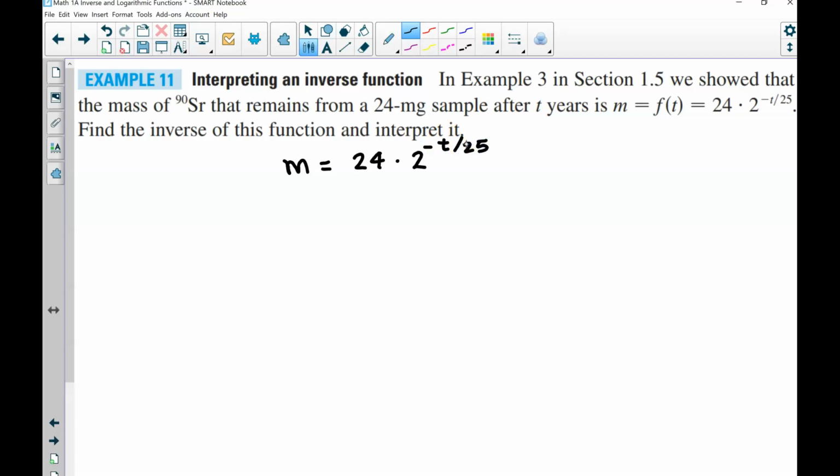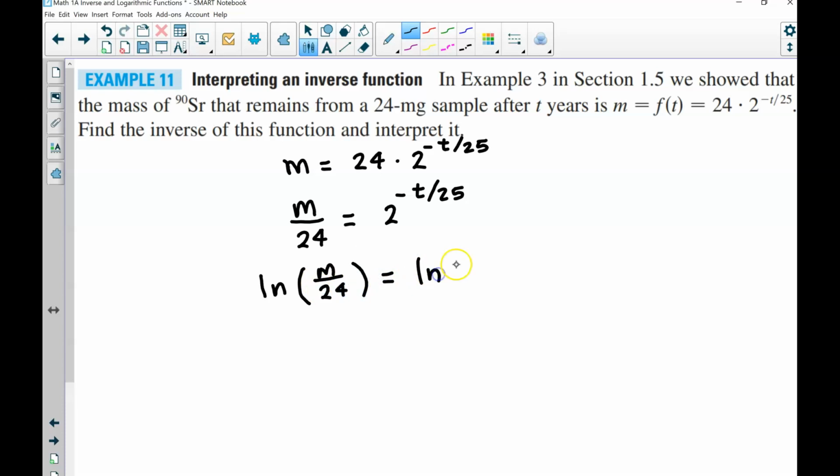We want to isolate the exponential, so we have to divide both sides by 24. So we have m over 24, and that's equal to 2 to the negative t over 25. Now that we've isolated that, we can take the natural log of both sides. So we have the natural log of m over 24, which is equal to the natural log of 2 to the negative t over 25.